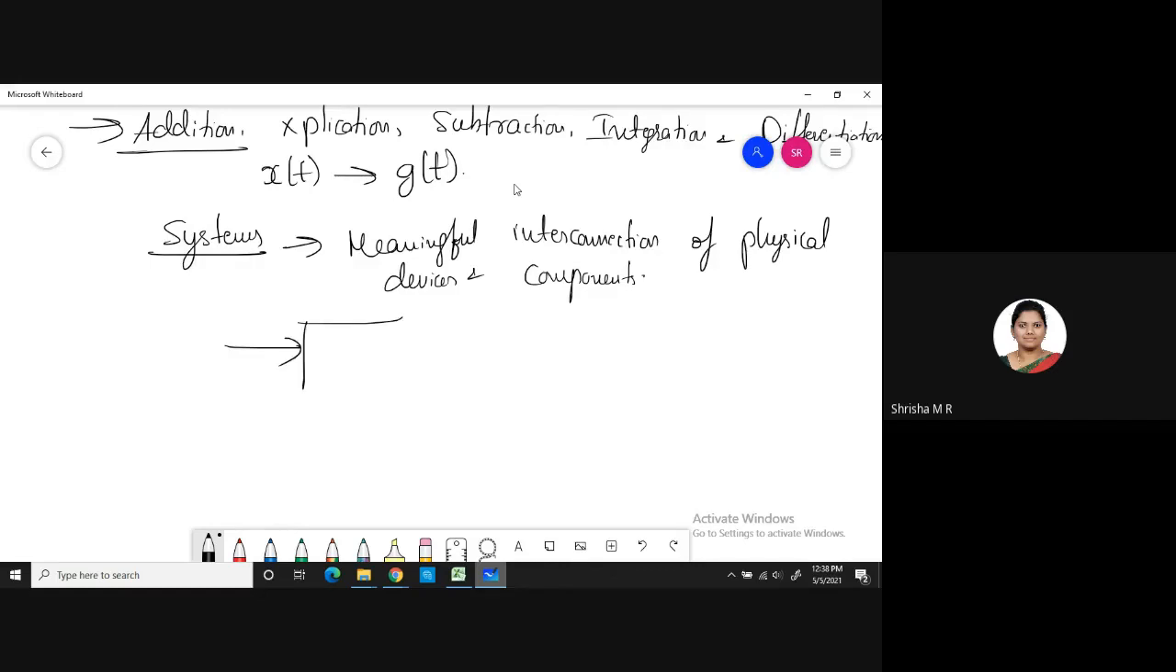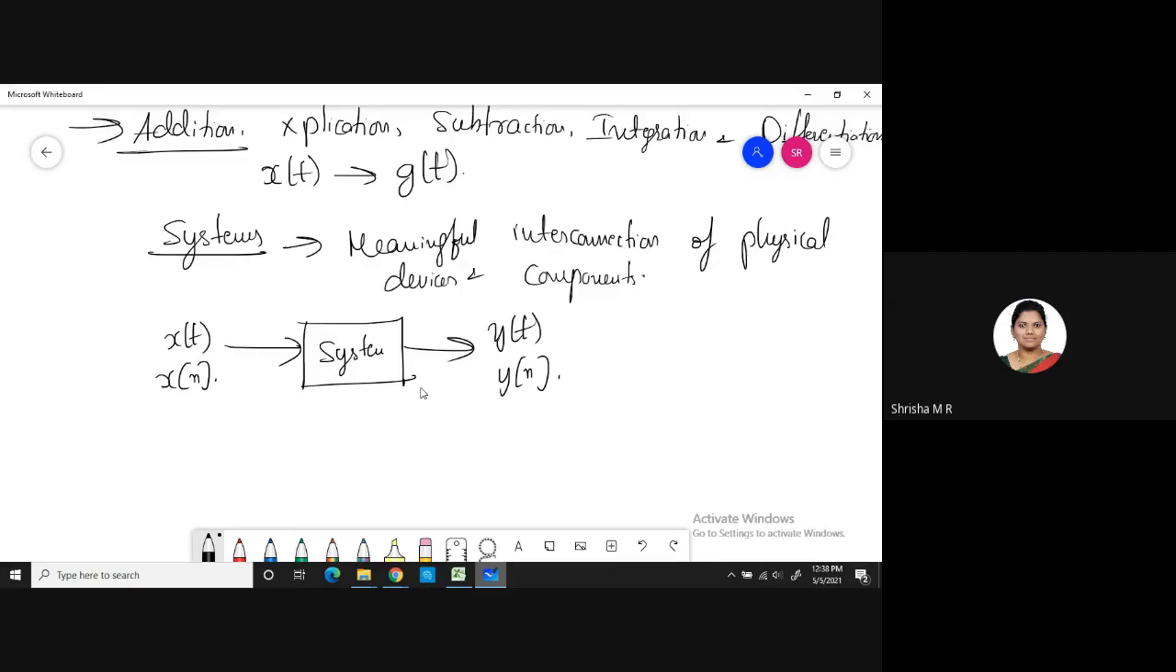So a system is represented this way. A system has input and output. The input may be a continuous time signal or a discrete time signal. If you have input x of t, you will get output y of t, or if you give a discrete time signal, you will get y of n. This is what we have seen. The system will accept a signal and give out another signal which is more desirable than the input signal. So the system will transform signals for various applications.